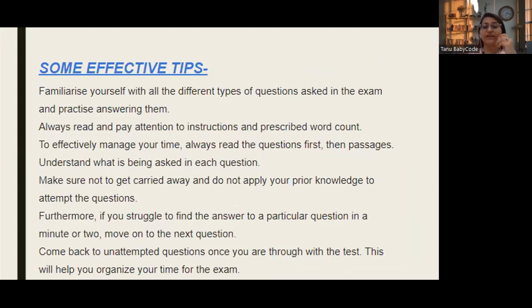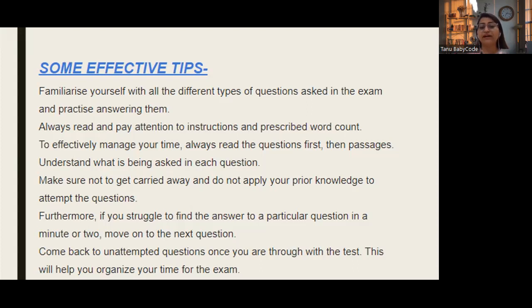So what are some effective tips? We are already done with the types of questions that come in your reading module. So I'm going to give you some effective tips which are very helpful. You should familiarize yourself with the different types of questions asked in the exam. Start practicing them also because it's very important. Always read and pay attention to instructions and the word count. The word limit is very important because if you fail to write according to it, you will lose marks even though your answer is correct.